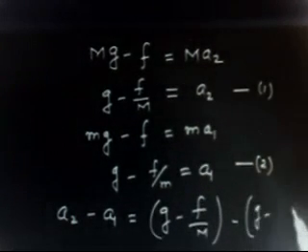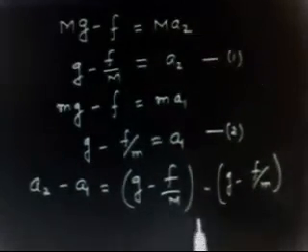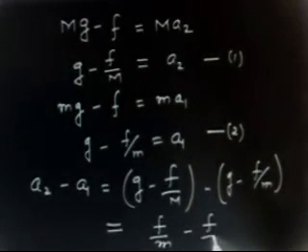Now I need a2 minus a1. So what is a2 minus a1? a2 minus a1 is g minus f by M, minus g minus f by m. So g goes out, so you will have plus f by m minus f by M. You see this term is positive because you will have M minus m into f. So if M is the larger mass, this is positive. So a2 minus a1 is basically positive, because this M is greater than m.